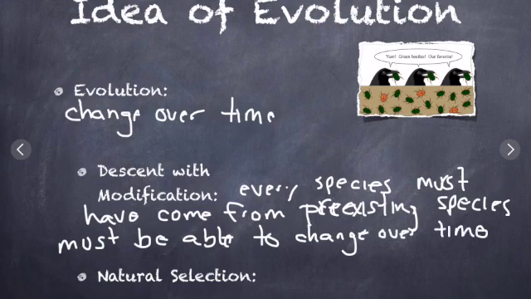In other words, descent with modification is like this: we have a colony of green and red or orange beetles. The birds only like the green ones, so they start picking them off. Now this population of beetles goes from mostly green to mostly red, because that is the trait that is most likely to survive.